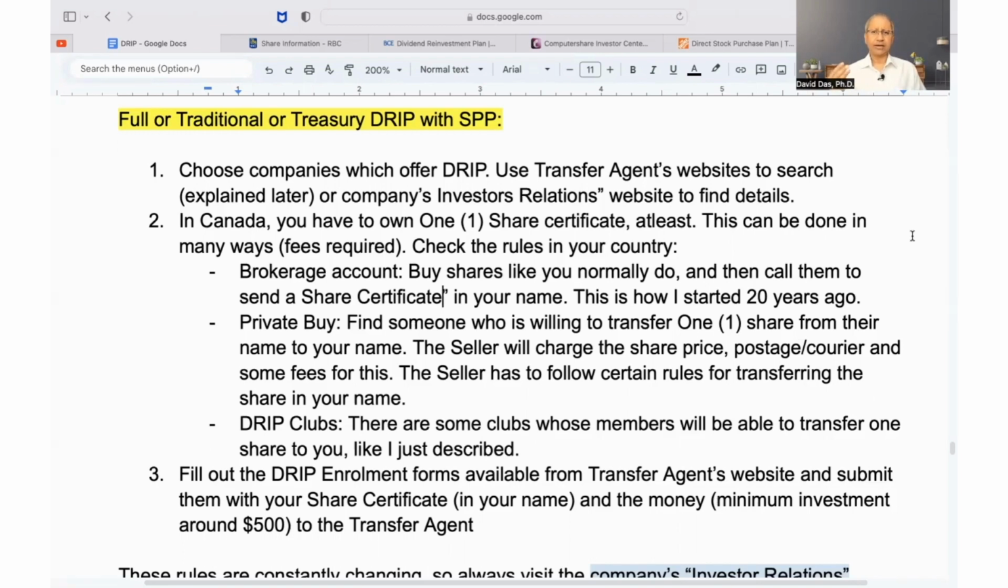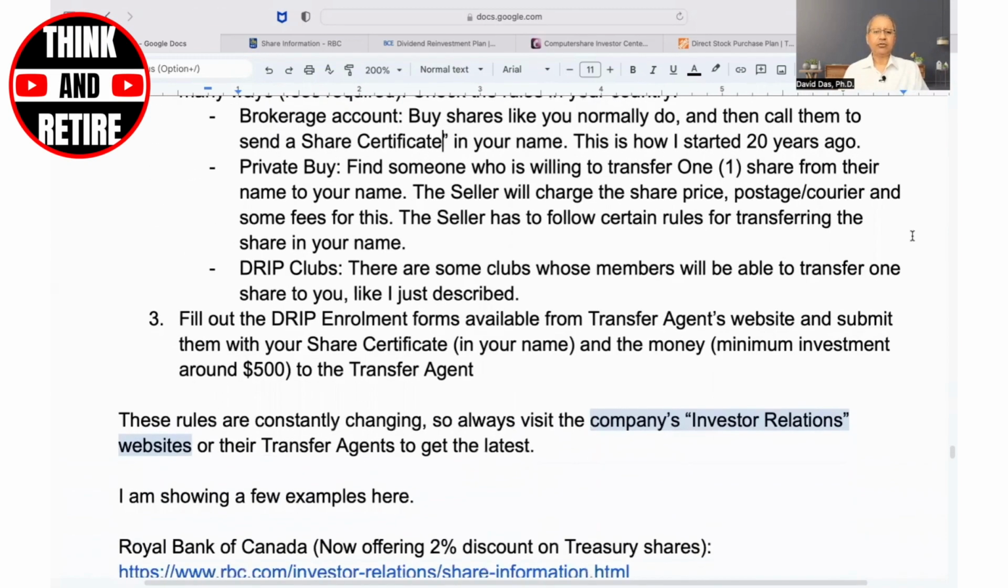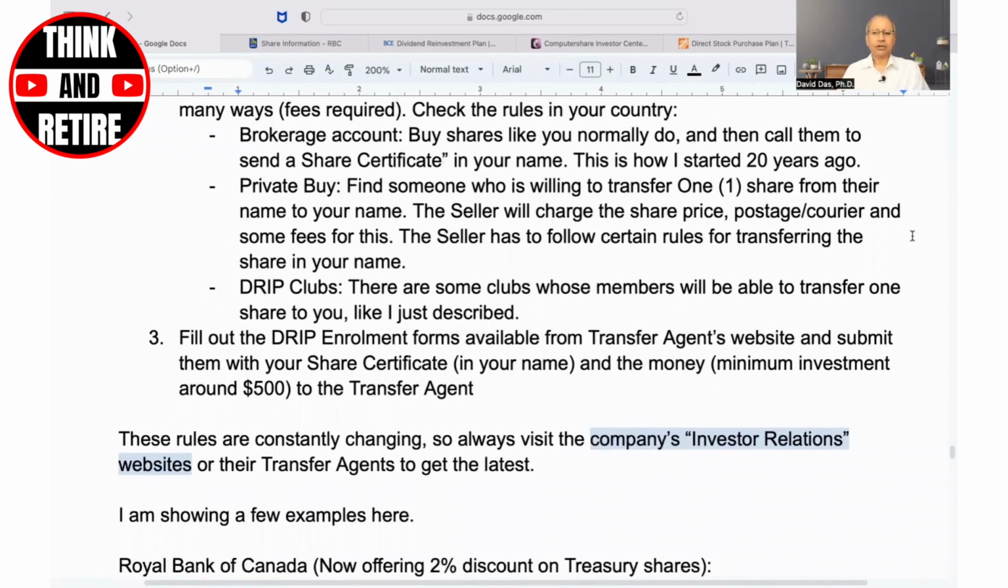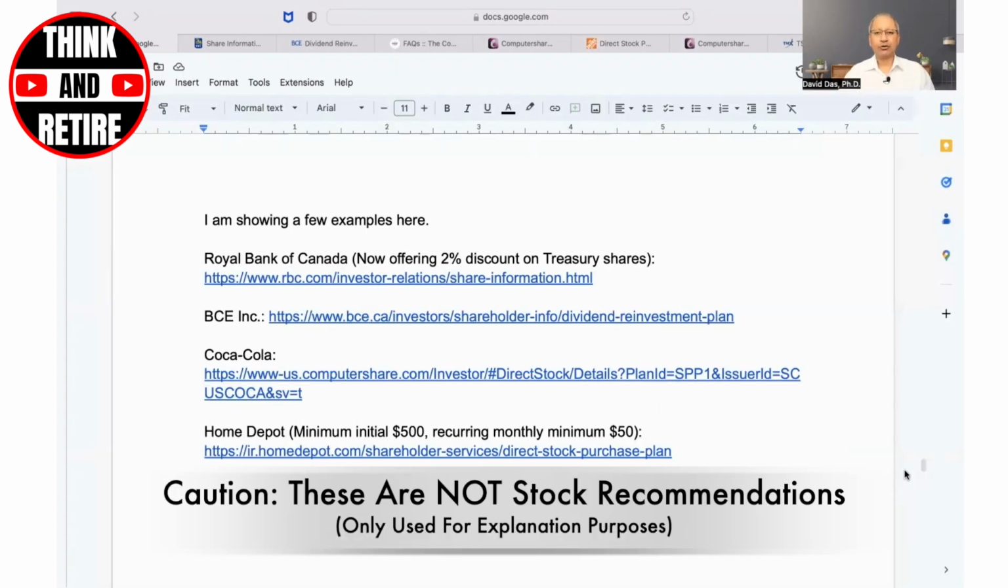The third option is a DRIP club. There are some clubs whose members will be able to transfer 1 share to you, just like I described. After that, you fill up your DRIP enrollment forms available from the transfer agent's website and submit them with the share certificate in your name and the money to the transfer agent. These rules are constantly changing, so always visit the company's investor relations website or the transfer agents to get the latest. Now I'm going to show you a few examples.